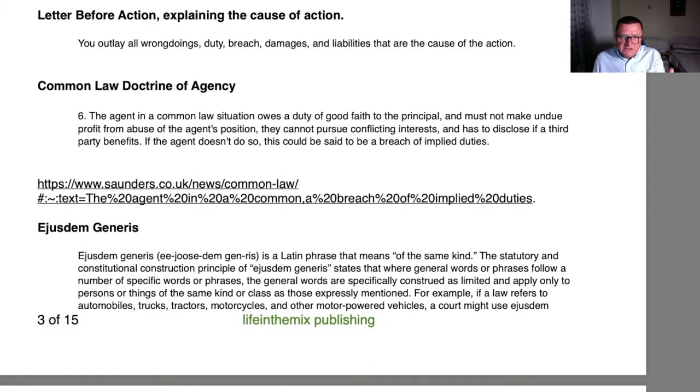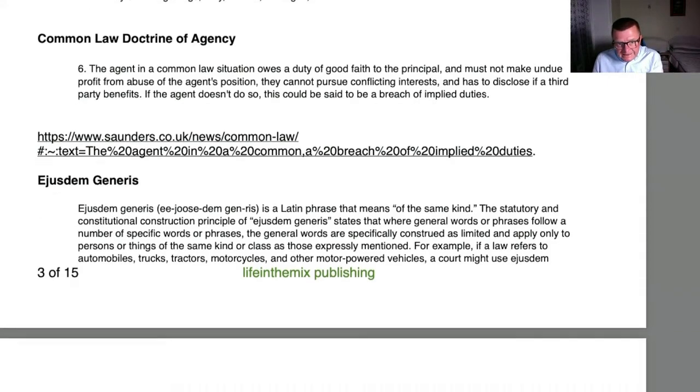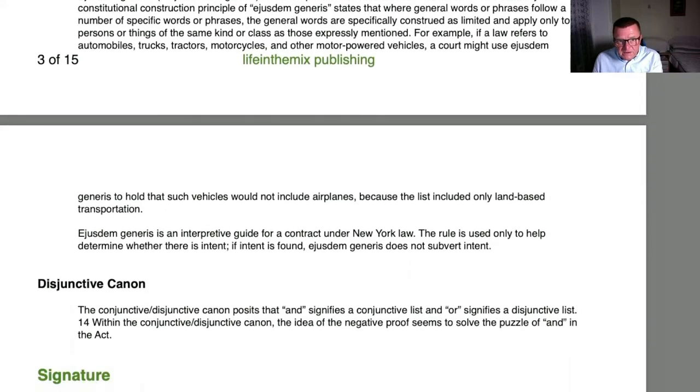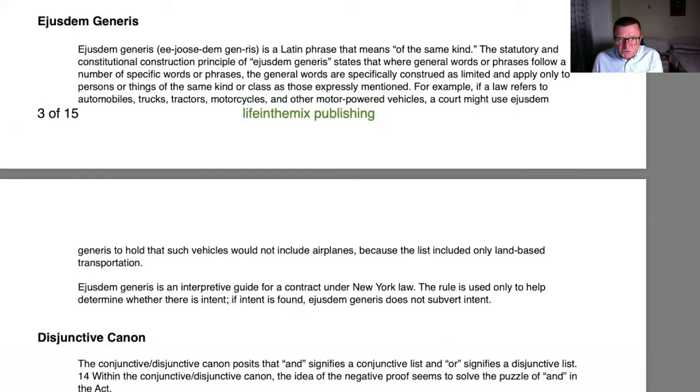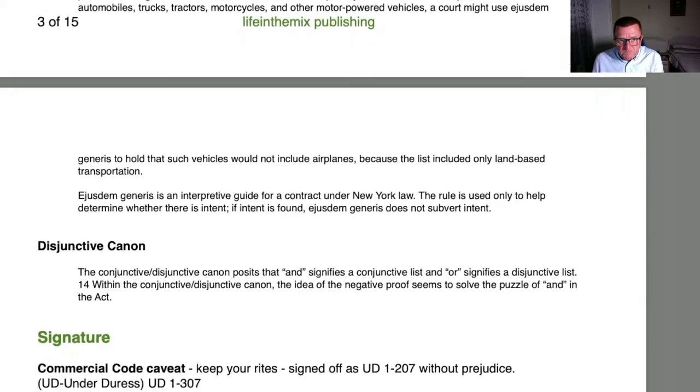So again, this is looking into the construction of statutes. You've got Ejusdem Generis, which it mentioned up there. I've obviously put everything that I've mentioned in this PDF, and it's worth reading these canons. So its construction principle states that where general words or phrases follow a number of specific words or phrases, general words are specifically construed as limited and apply only to the persons or things of the same kind or class as those expressly mentioned. Okay. Again, it's just understanding how they construct the game.